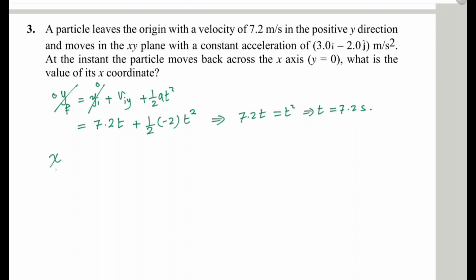Now x final, the final position here, equals x initial plus v initial x t plus half a t squared. This is 0 and this is 0 as well. You substitute this back from this one here, you will get x final equal to 77.76, or almost 78 meters.